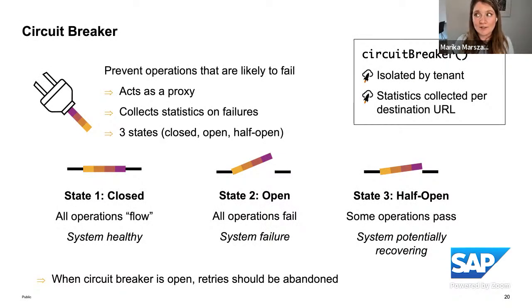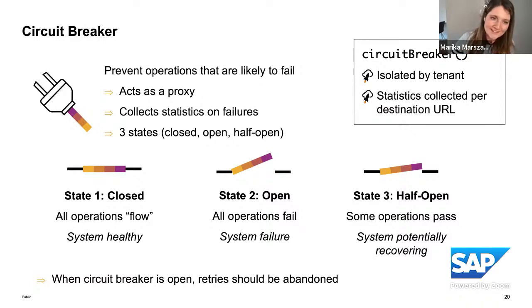I would say the circuit breaker is kind of the opposite of a retry, because in a retry, we said that we expect that the system will succeed. So we try to repeat the operation. Here we do the opposite. We expect that the operation will fail, and therefore we try to prevent the operation. In that sense, a circuit breaker acts as a proxy. So it decides whether a request goes through or not. And it does that based on statistics that it collects.